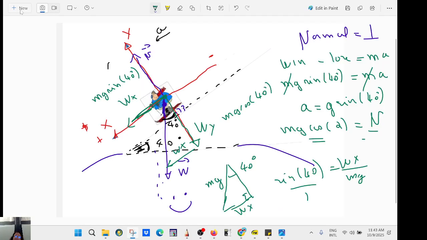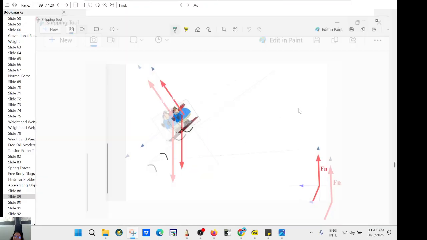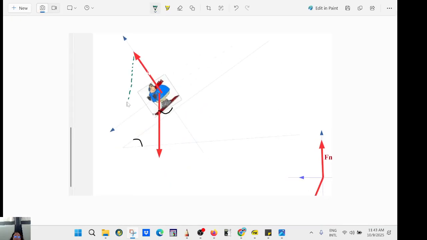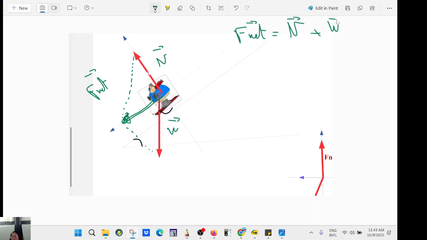Okay, so if you do the geometry here and you add those two vectors, let's say with a parallelogram approach, or tail to head, you see that will be the net force. So I did it before with components, but you can do it with vectors. So the net force is the vector sum of the normal force plus the weight. You see that the net force will be along your slope here. And the net force equals mass times acceleration. So acceleration is just the net force per unit mass. So your acceleration will be here.